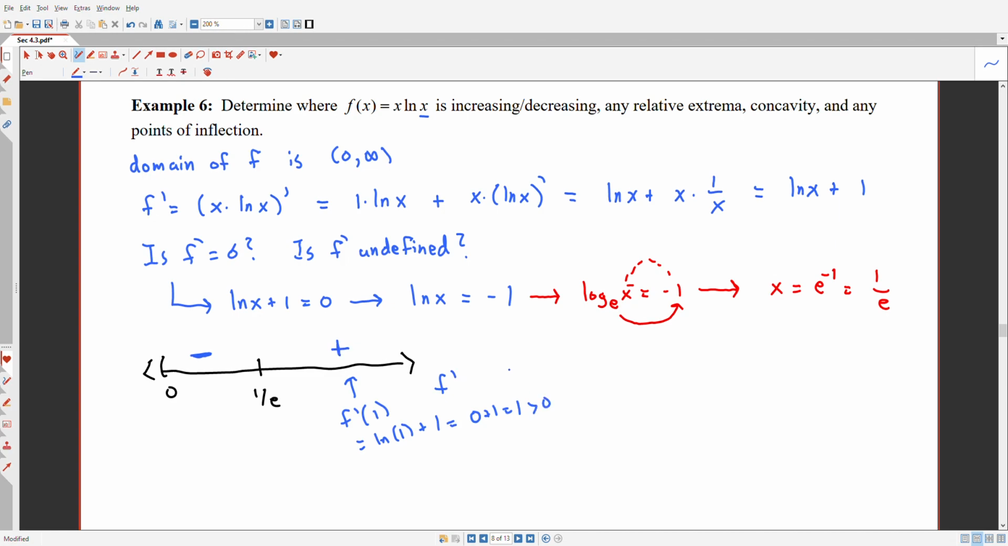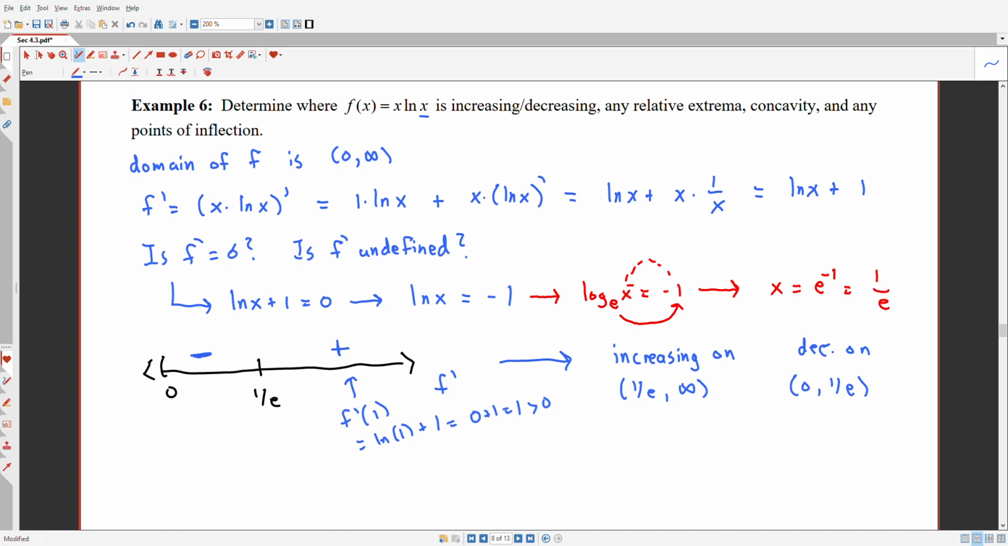So what does this tell us? We have increasing on the interval, this funny interval from 0 to 1 over e. Oh, sorry, that was where it was decreasing. It's increasing where f prime is positive, from 1 over e to forever. It's decreasing on the interval 0 to 1 over e.